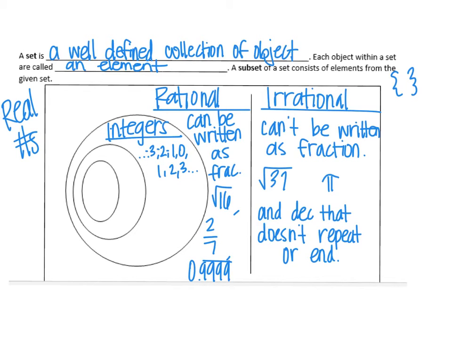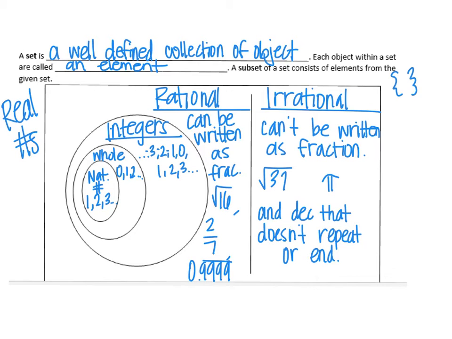Then within the integers, if you take the negative numbers off, you have the whole numbers: 0, 1, 2, 3, and so on. So no negatives. Then within the whole numbers, you have what we call the natural numbers, and I also sometimes call them the counting numbers because it's the numbers you count with. And that's your subsets of the real numbers.